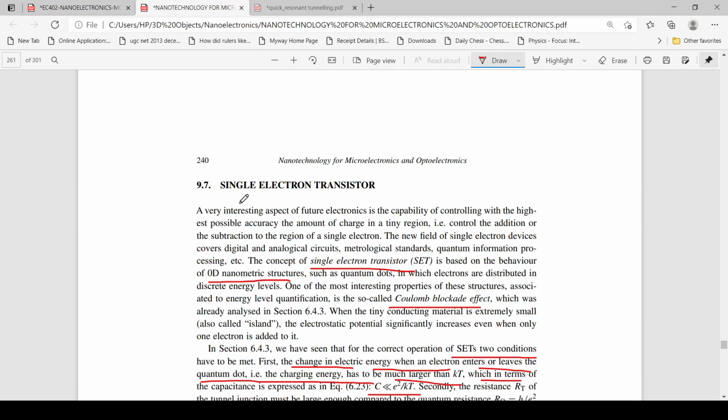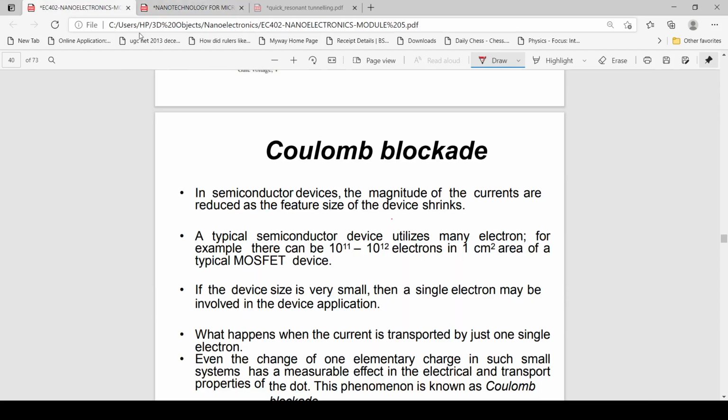In this lecture, we will explain the basic concept of the single electron transistor. Before moving to the single electron transistor, or SET, we must learn the basic principle behind it, which is the Coulomb blockade effect. I would like to revise what Coulomb blockade is. We have already discussed it. Coulomb blockade is nothing but a sequential tunneling, or a periodic movement, of electrons across the tunnel junction.